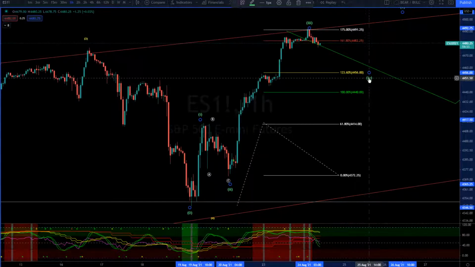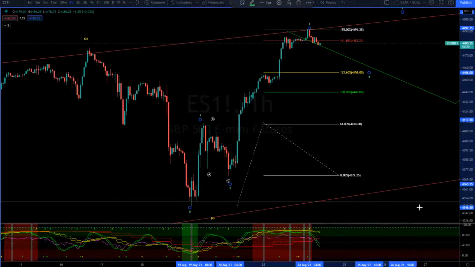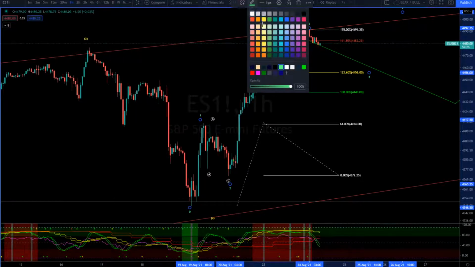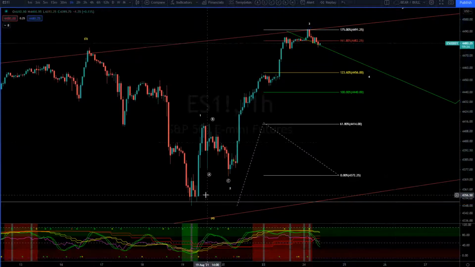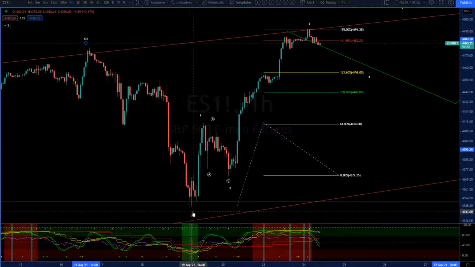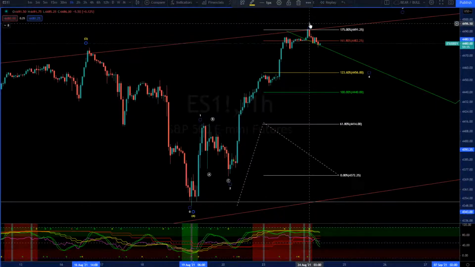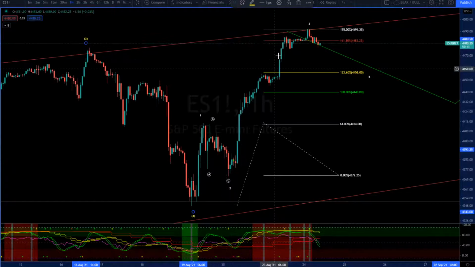So let's just go ahead and put this on a really small degree for right now. I'm going to change the color to white. Let's just see if we can map this out. All right, so we've got the 4. I believe we can all agree the 4 is in. And then we've got a 1, 2, 3. And again, we can count the subdivision in here, but I'm not really interested in doing that right now.